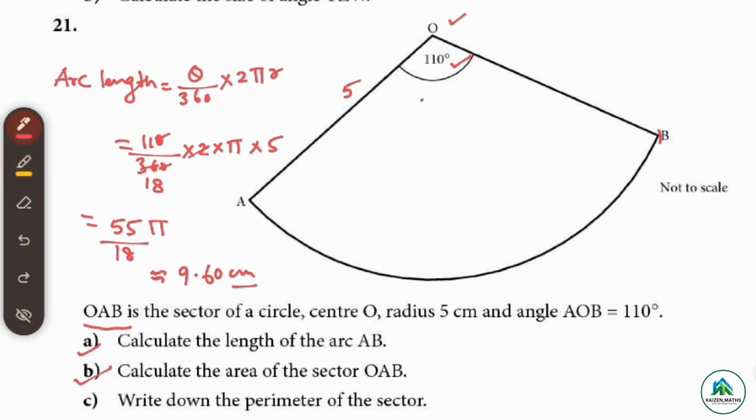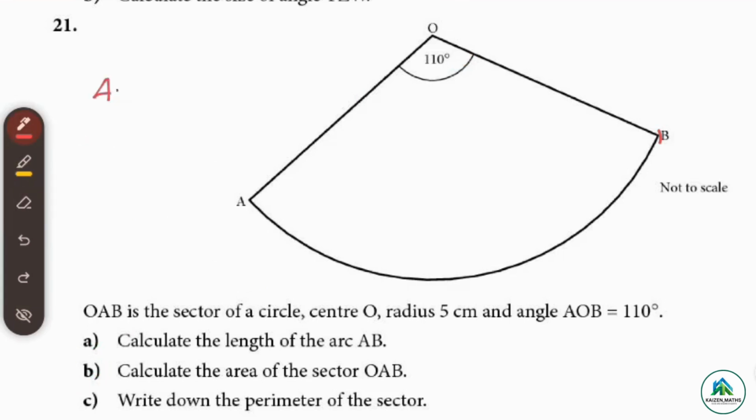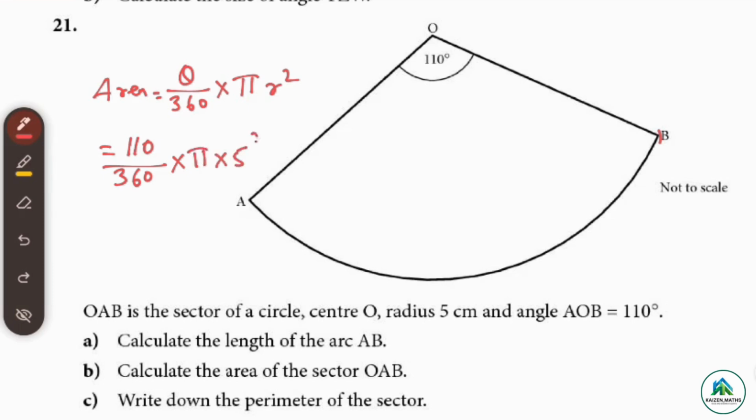So how will you find out the area? Same formula we will apply there also, right? So area of this sector is equal to what? Theta over 360 and multiplied by pi r square. Okay. So what is our theta? Theta is 110 and this is given 360. So we will multiply it by pi into 5 square. Okay. Now just 0 cancel. 25 into 11. So this is 275 pi over 36.